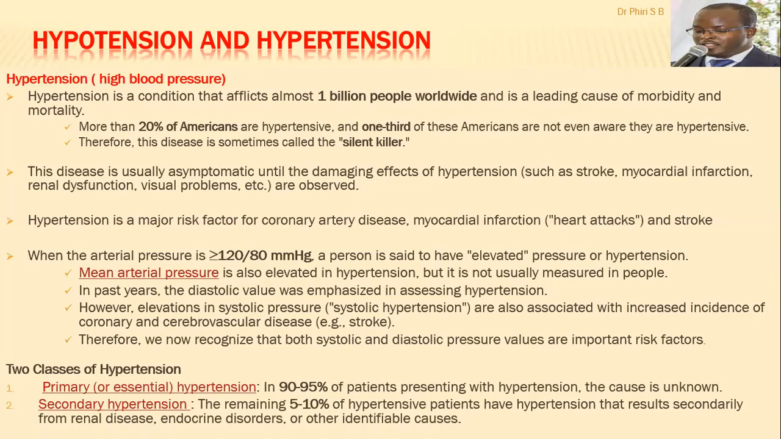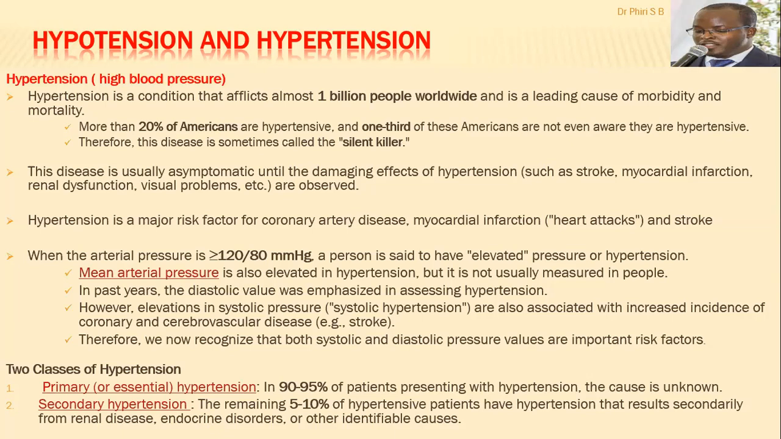So there are two classes of hypertension. We have the primary, which is called essential hypertension. Primary or essential hypertension is also referred to as idiopathic hypertension, which is common, affecting about 90 to 95% of the patients. So the cause is unknown. That's why it's also referred to as idiopathic. Then we have secondary hypertension. It only affects 5 to 10% of hypertensive patients. So it's not common, but it's mainly secondary to certain diseases. That's why it's called secondary hypertension.